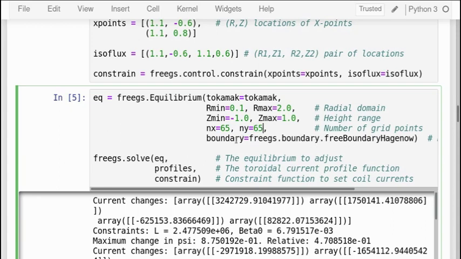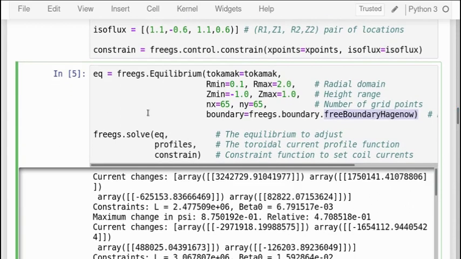Here we specify then the boundary. So we're using von Hagenow's method, which remember is a slightly more efficient method when you have large grid cells. There's also a Green's function method for comparison. And then finally, we solve the full system using Picard iteration, using the given equilibrium, so the mesh, the profiles, and the constraints, so the control system.